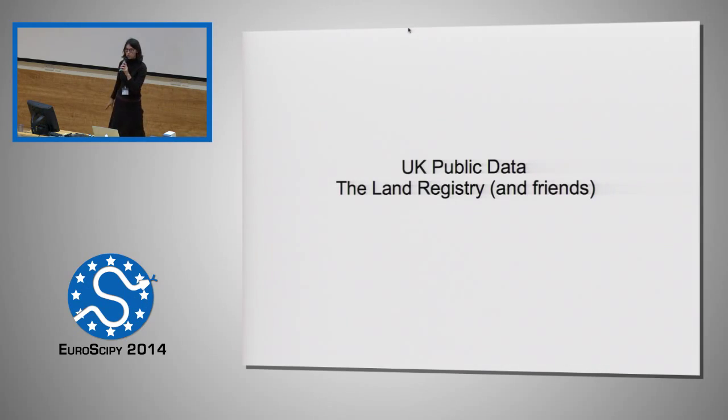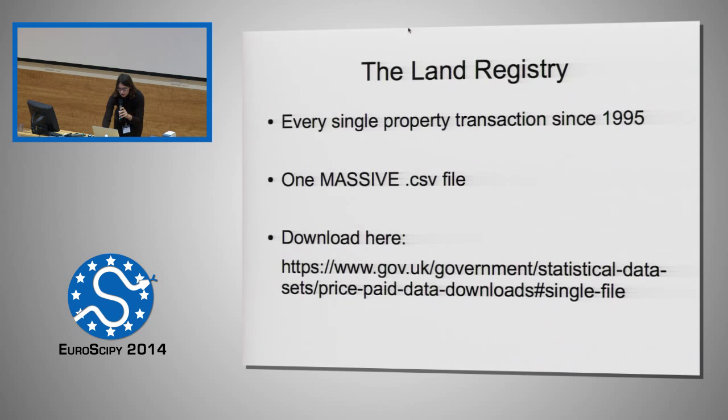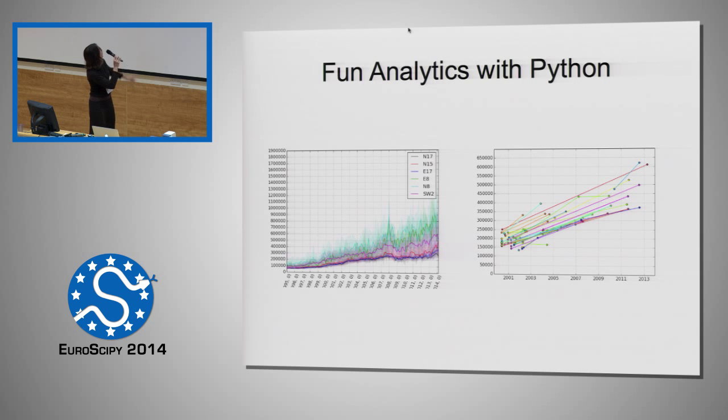So the land registry actually has every single property transaction that has been made in the UK since 1995 in one massive CSV file that you can download and parse, and it's right there. Some really simple things that you can do with Python: you can plot the average transaction value for a house in various different areas of London, or you can pull out every single transaction on a particular block of flats and plot them over time.